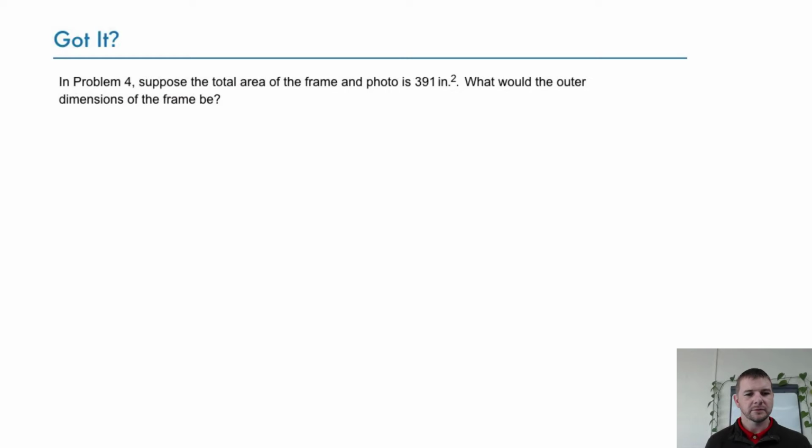Your turn. In problem 4, suppose the total area of the frame and photo is 391 square inches. What would the outer dimensions of the frame be?